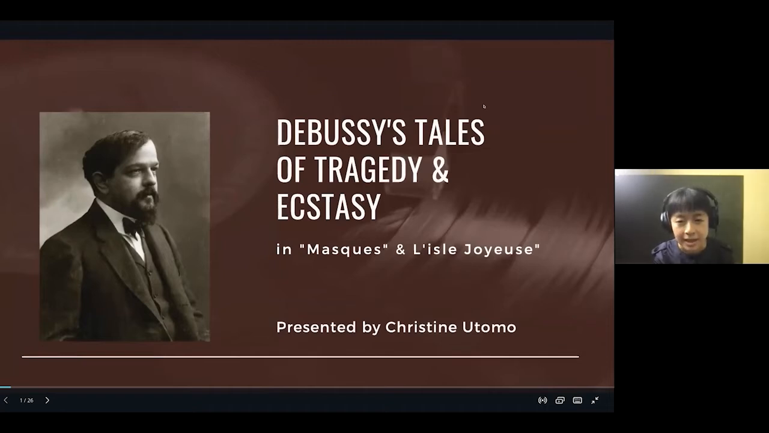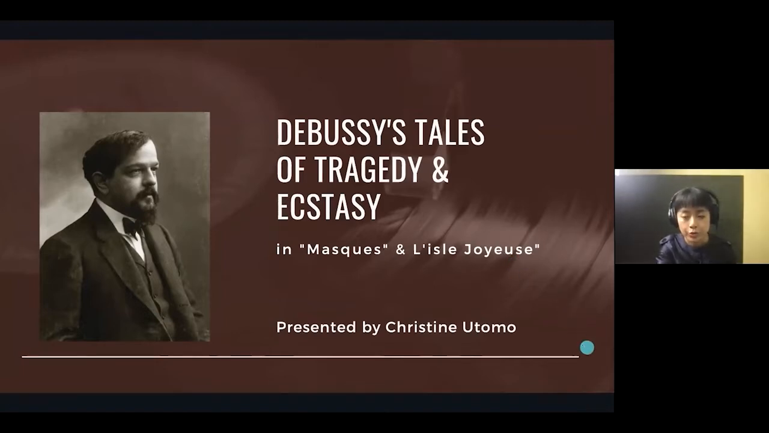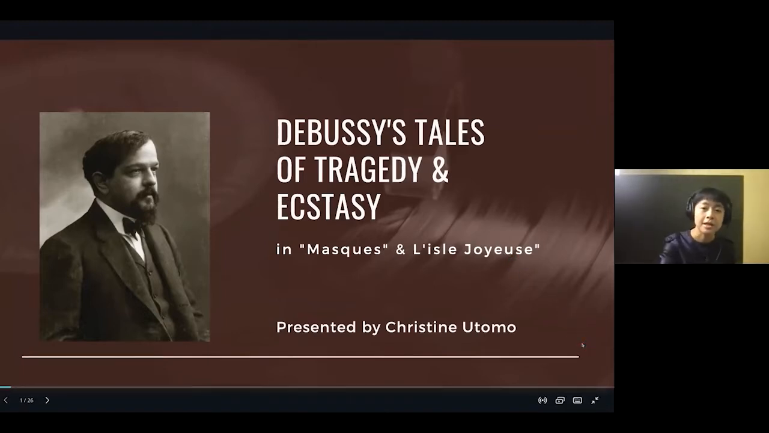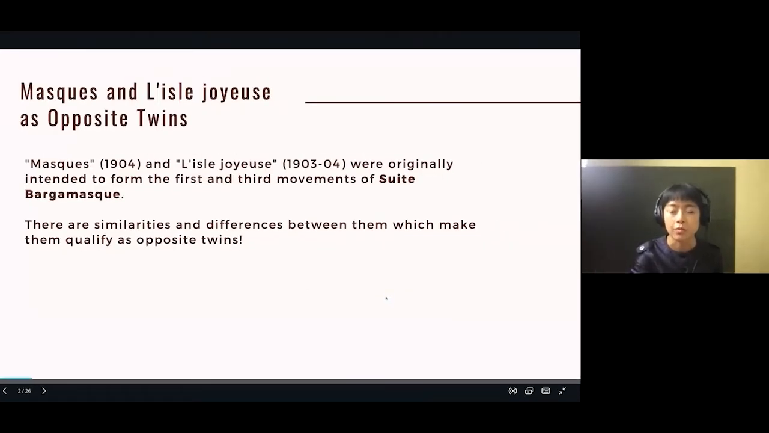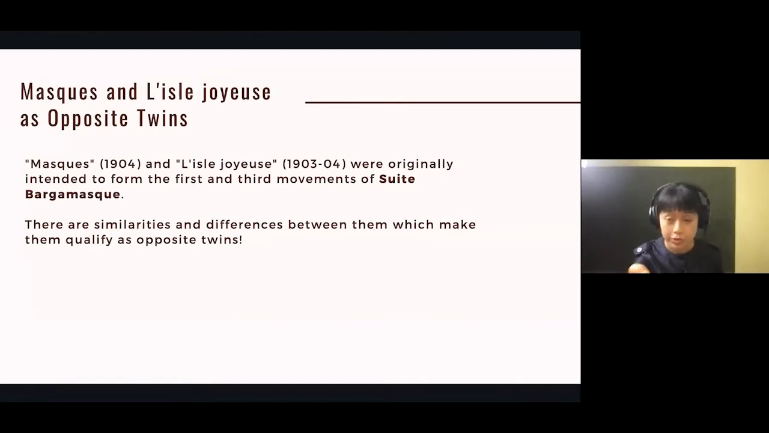Tragedy in Masques and ecstasy in Les Joyeuses. As you probably know, a lot of us know Les Joyeuses because it's the more popular piece. But in fact, these two pieces were written around the same time, 1903 to 1904. But actually, Les Joyeuses was written first, before the Jersey island trip with the mistress Emma. So we're going to talk about what is similar between these two pieces and what is contrasting.